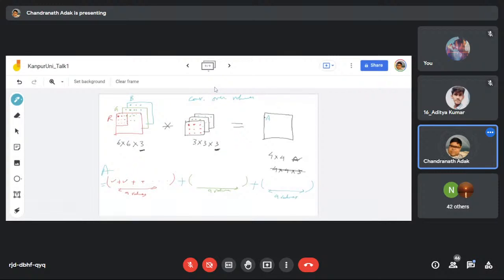Previously what was I doing? Only taking these 9 values and putting the result over here. Now because I have multiple channels, I am calculating all these things and adding them up, for the R channel, G channel, and B channel, and overall I am putting it over here. So I am not increasing the channels. I am keeping it as it is, say 4 cross 4. Okay. Clear, everyone?